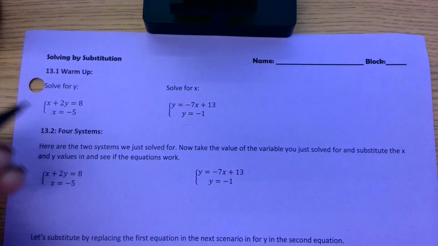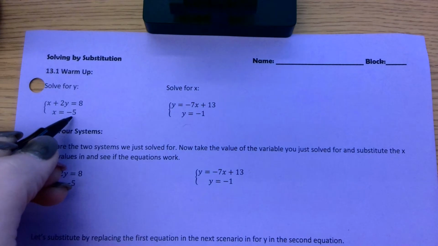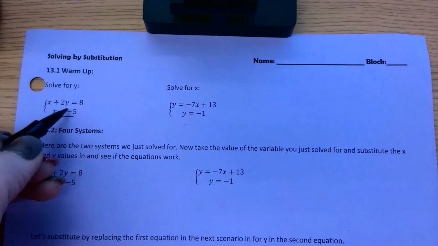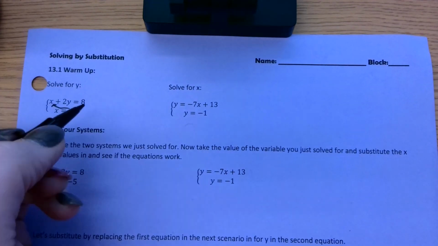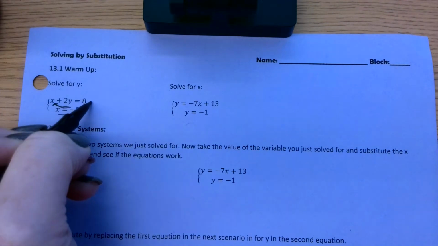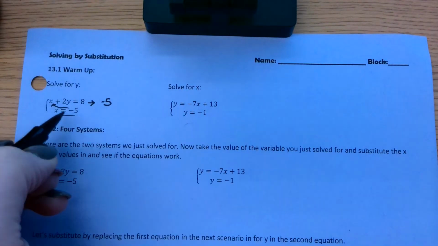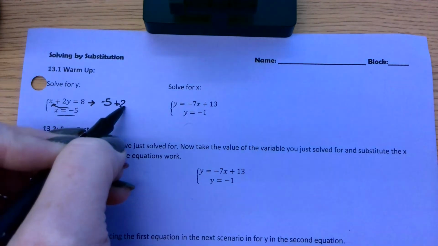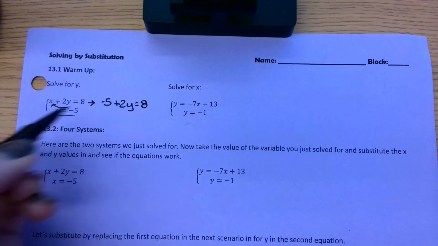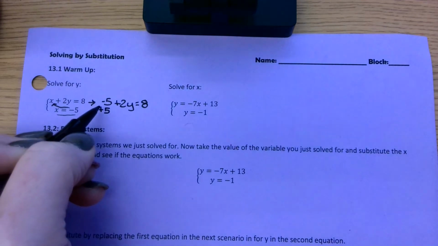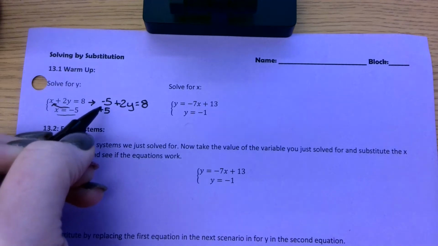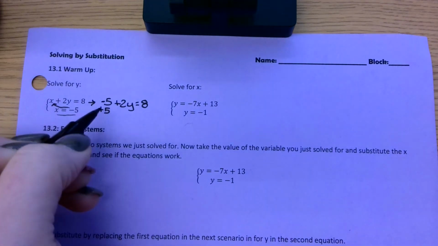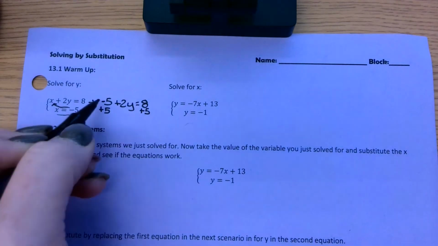In order to solve for y in my first one, I know that x is -5. So I'm going to take that -5 and substitute it in for x in my first equation. That'll get me what y is. So rewrite the first equation: -5, because I got that for x here, plus 2y equals 8. Now I add 5 to both sides because I want to get y by itself. The reason why I'm adding is because this is a negative here, and adding would be an opposite. So add 5 to both sides.